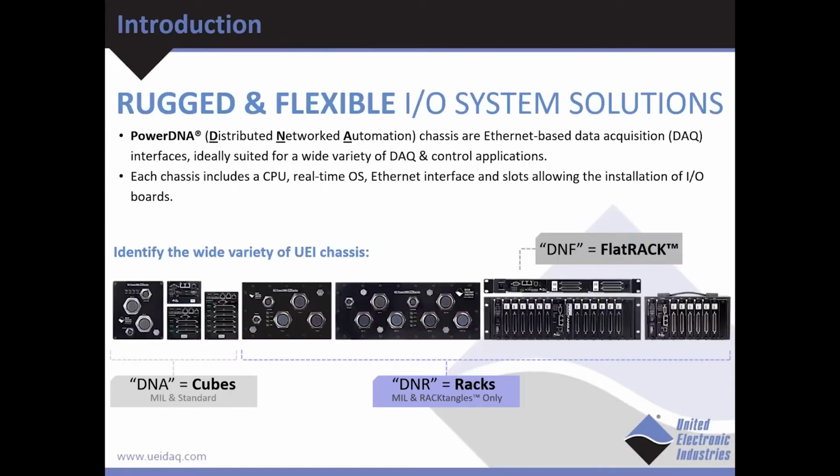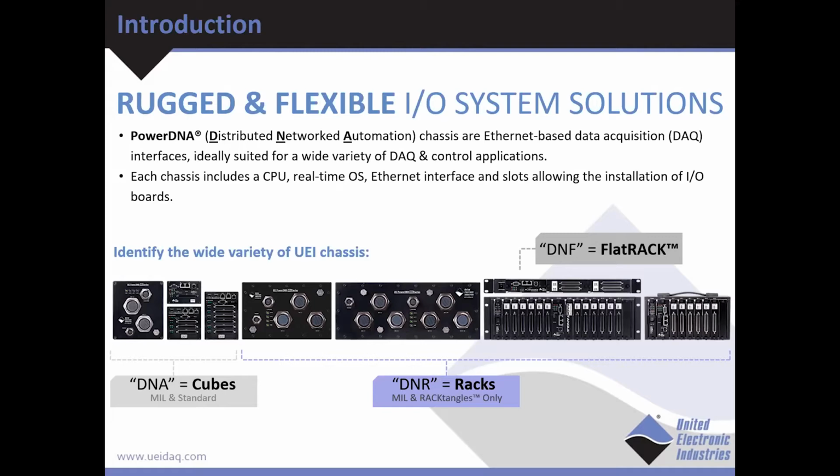So to give a quick introduction, UEI offers rugged and flexible I/O data acquisition systems. Our PowerDNA distributed network automation chassis are basically Ethernet-based data acquisition systems, which could be used for data acquisition and control applications. Each chassis includes a CPU, a real-time operating system, and an Ethernet interface, and a different number of slots depending on the type of device, which allows installation of various I/O boards. There are about 80 different choices of I/O boards that you could choose from to populate into these slots.